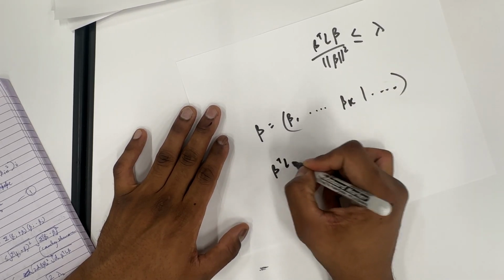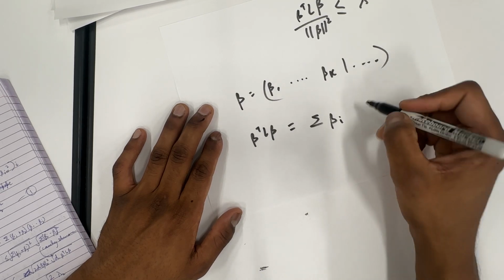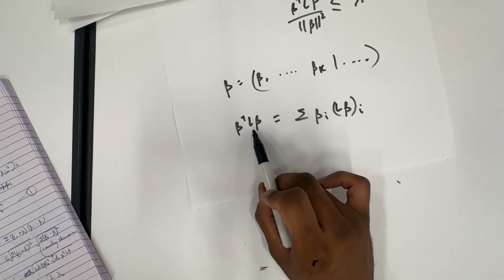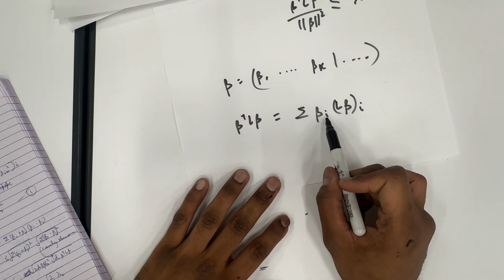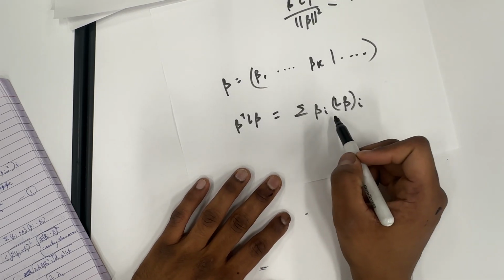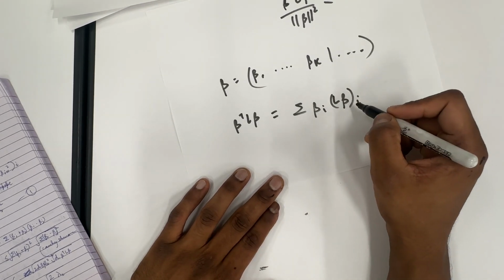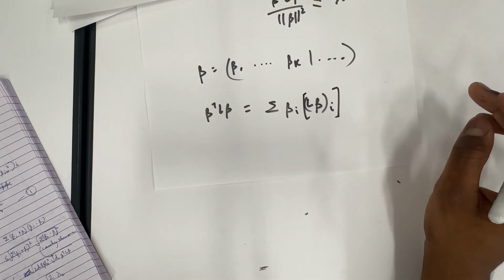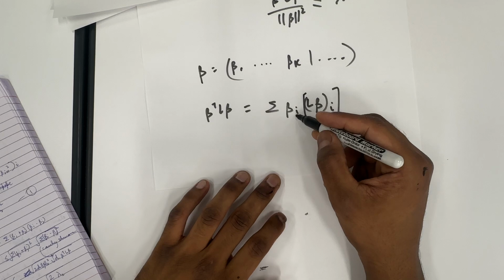What is beta transpose L beta? It is the sum of beta i's with L beta i. So I apply L to my beta vector, take the ith component and multiply it with beta i. Now, because my beta i is 0 after k, I only need to look at the first k elements of L beta, because the rest are all multiplied with 0.